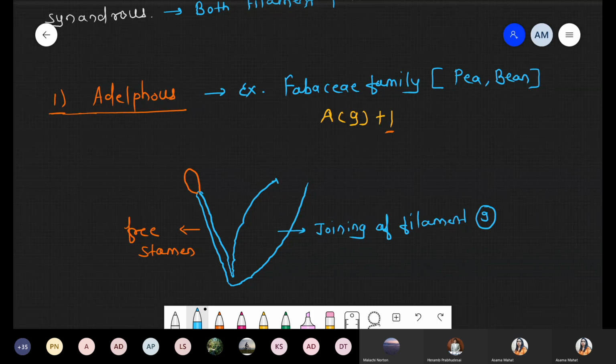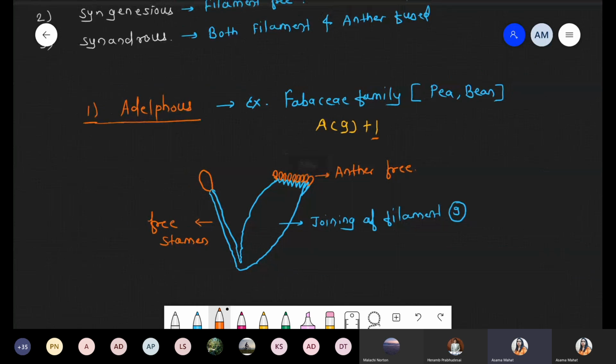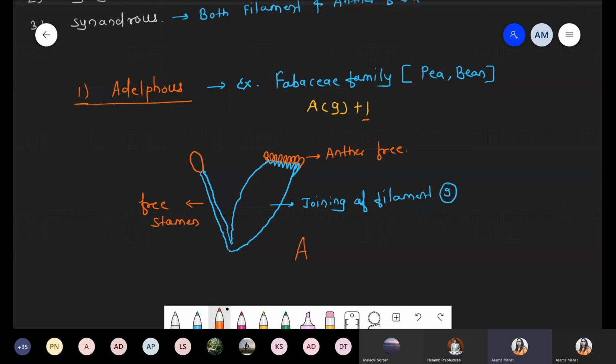But now there is the presence of anthers, and the anthers are not fused. So I'm representing one anther, second, third, fourth, fifth, 6, 7, 8, 9. All these anthers are present in free form. So simply I'm writing this information: the anther is not fused, they are shown in free form. Such a condition is represented by A for the androecium, into bracket 9. The 9 represents fusion, joining of the filaments, and again there is the presence of 1 that is a free stamen. Got this point?